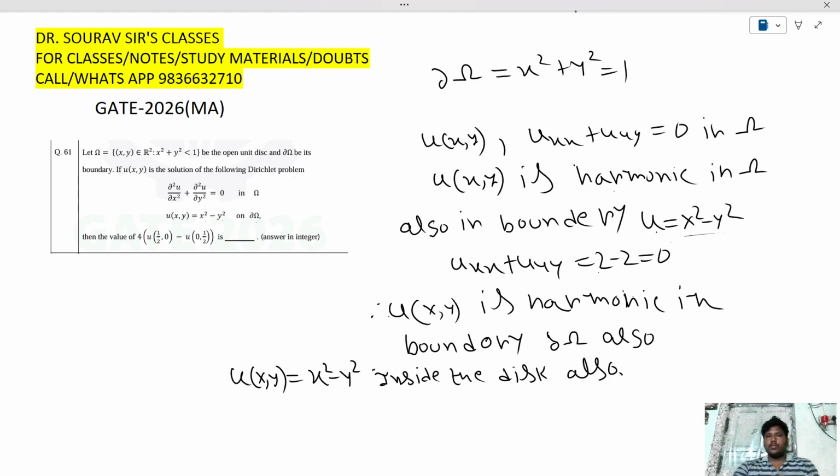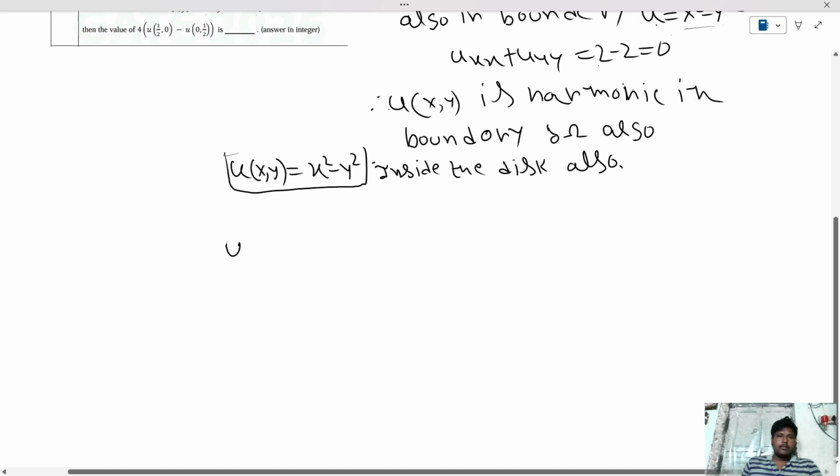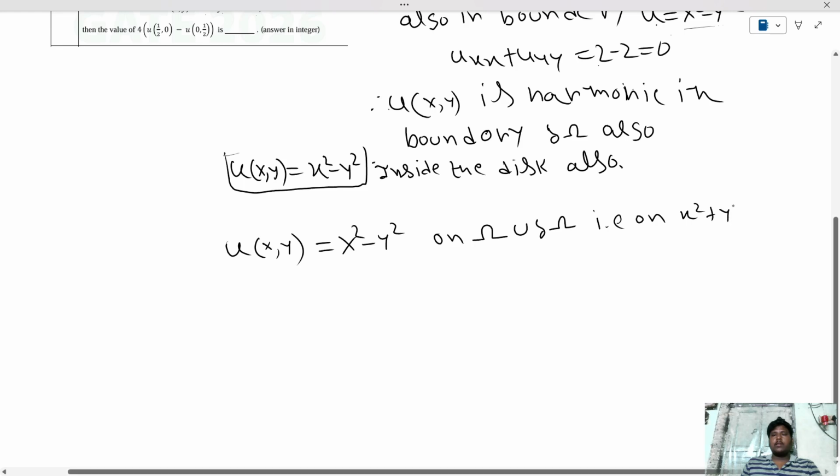So u(x,y) is harmonic in the open disk and on the boundary, and we know that since the Dirichlet problem in a disk has a unique solution and the boundary data is also harmonic, we can set u(x,y) equals x square minus y square in the whole disk. That means u(x,y) equals x square minus y square on Omega union delta Omega, that is on x square plus y square less than or equal to 1.